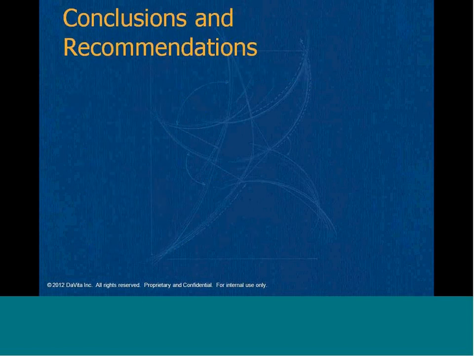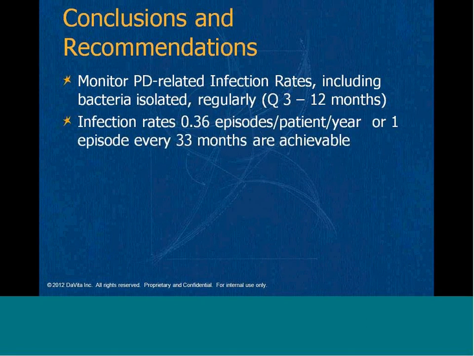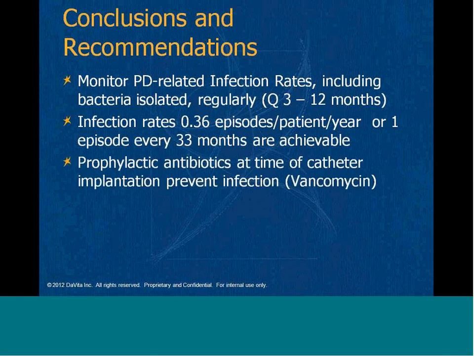What about the conclusions or recommendations? I have two slides here, and I hope you remember half of this. You should monitor PD-related infection rates, including bacteria isolated, regularly. Ideally every 3 months, at least every 12 months. It is also important that you calculate those rates. And one of the papers that I quote in this presentation tells you how to calculate the rates, because it's the only way to standardize the system. Rates of 0.36 episodes per patient per year, or one episode every 33 months, are really rates that are achievable, and I think we're achieving this rate in most of the DaVita programs at this time.